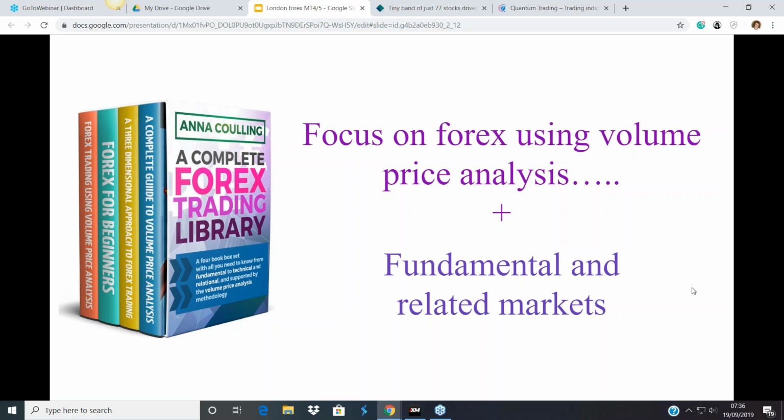Now, the basis for the VPA methodology is explained in the books that are available on Amazon. VPA is the technical look at the charts. To that, we have to add the fundamental, what is happening in the fundamental landscape, but more importantly, we have a third element, which is looking at related markets. All these markets are interrelated, they all bounce off each other, and understanding what is happening to the currencies, because it may be something else that is happening in another market, is also key to becoming a confident and successful trader.